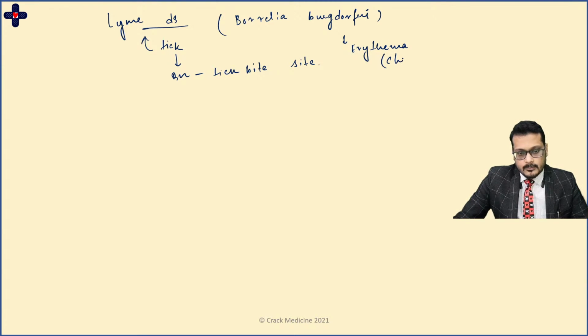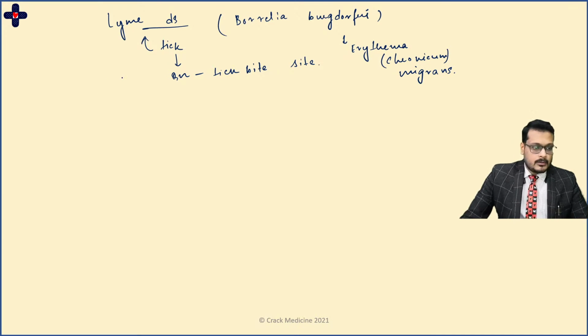chronicum migrans. So when you migrate from somewhere, you get Lyme disease. Okay, so there are a lot of complications in this.